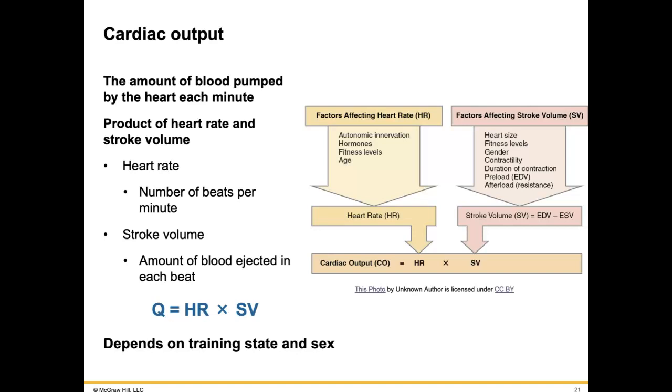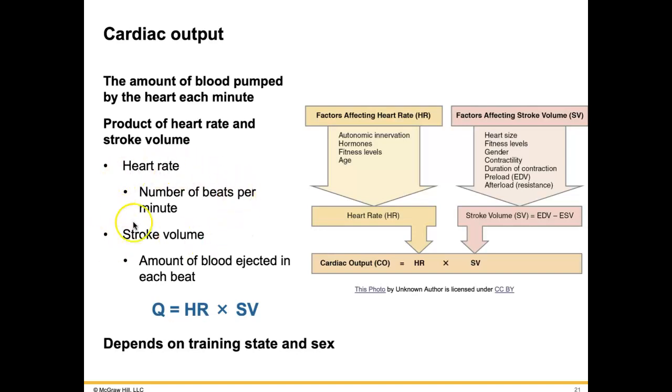Hello and welcome to the continuation of our Chapter 9 lecture where we're going to talk about circulatory responses to exercise. And we're going to start off with cardiac output. So first, defining what cardiac output is, it's going to be that amount of blood within our heart that we can pump each minute. And we can calculate this by using heart rate and stroke volume.